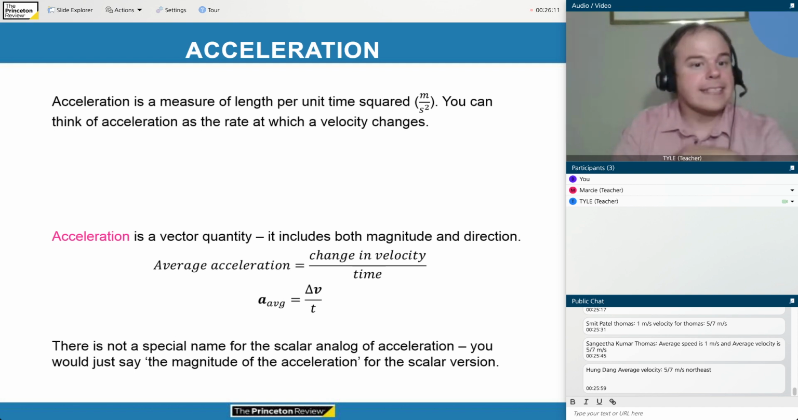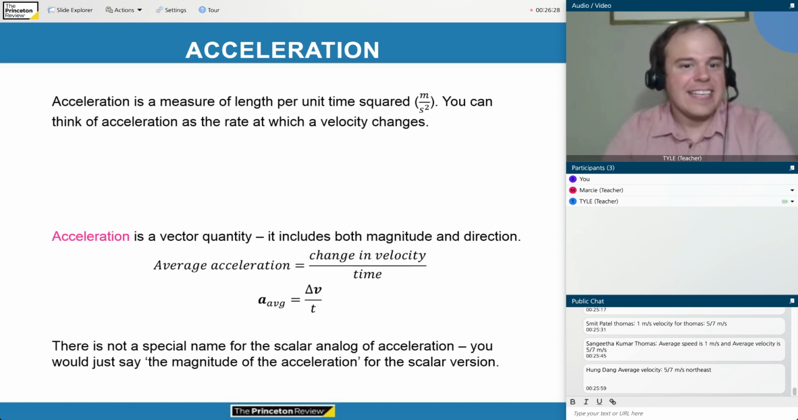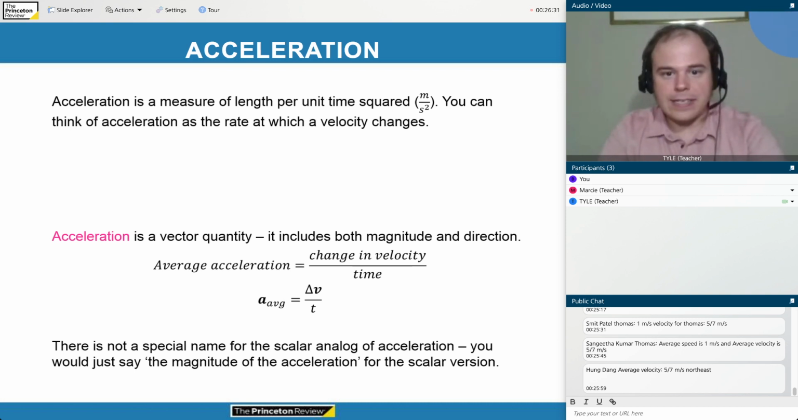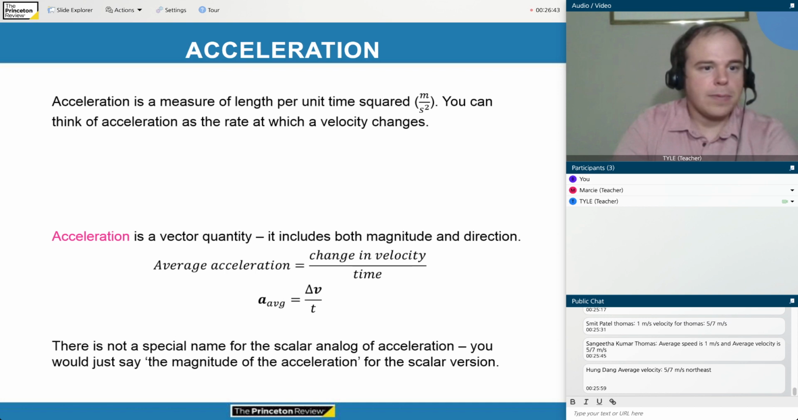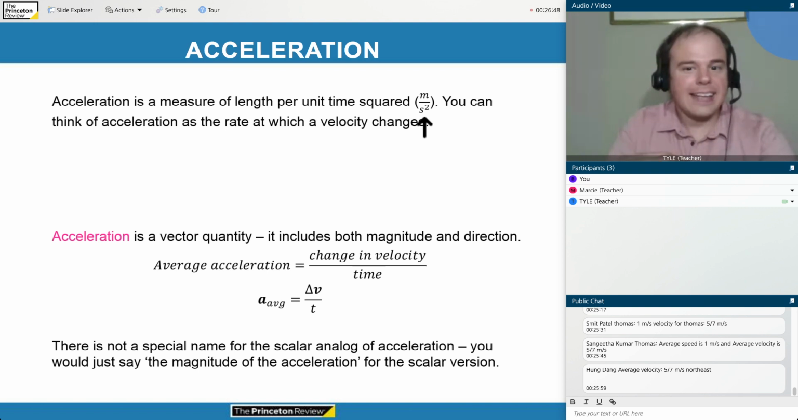So next is acceleration. So in the same way that speeds and velocities were differences in displacement and distance, acceleration is differences in speed and velocity, specifically velocity. Okay, so acceleration is a measure of length per unit time squared. So meters per second squared are the units. Most common is meters per second squared, but sometimes people will pronounce these units as meters per second per second. Okay, and you can think of this as the rate at which a velocity changes.